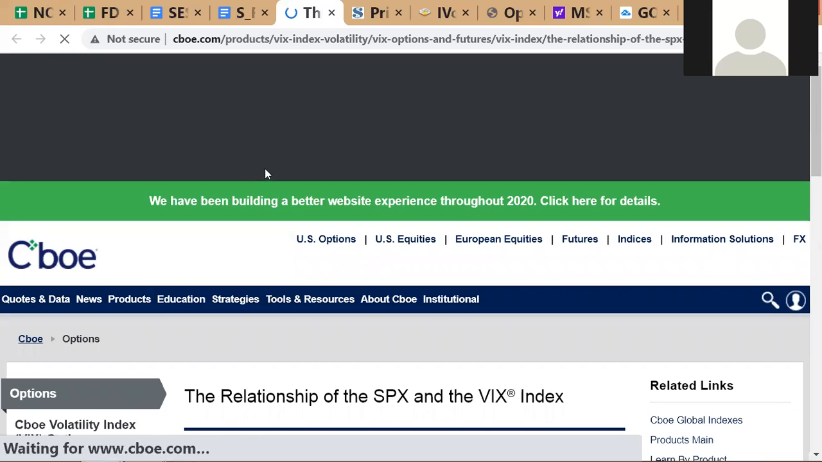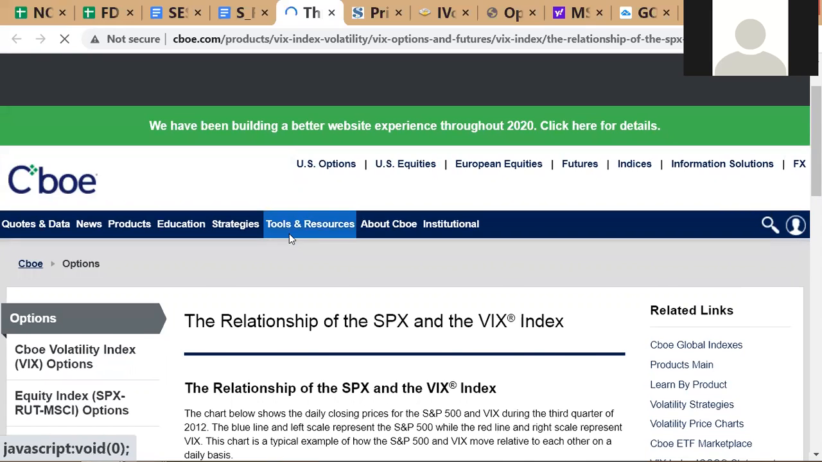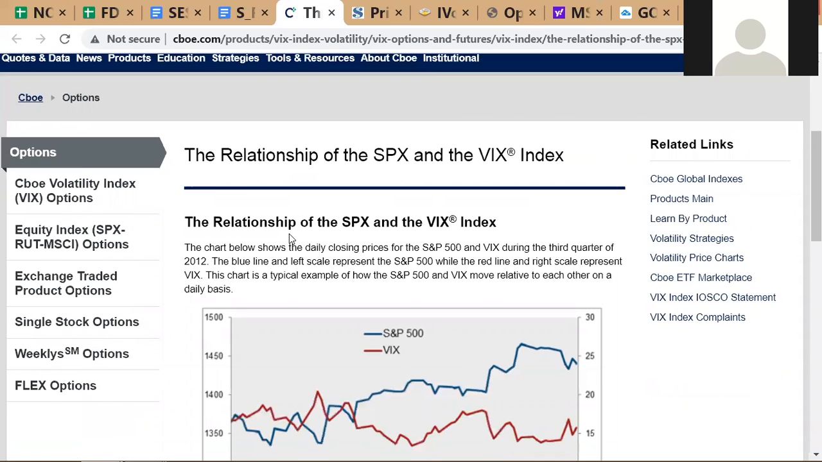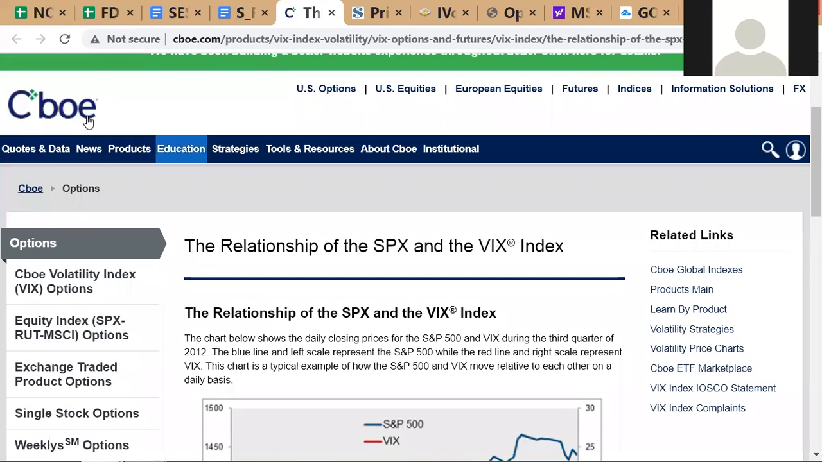Yeah, because they're trying to change their website. This used to be called the Chicago Board Options Exchange. It's one of the first exchanges to start trading equity options, and it started in the early 70s. So pretty pioneering place. If you go to Chicago, you can still see this building in downtown Chicago.